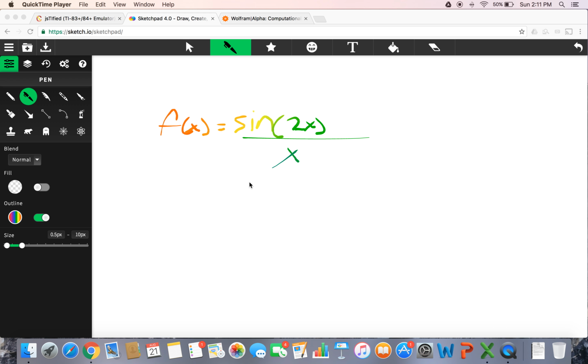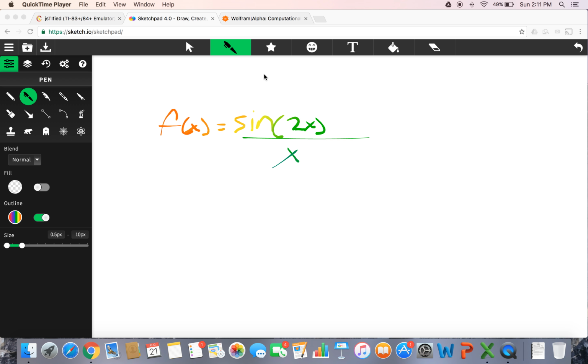So the instructions here are to use graphs and tables to find the limit as x approaches positive infinity and negative infinity, and then also identify all horizontal asymptotes. So the first function that we're going to look at is this function, sine of 2x divided by x.